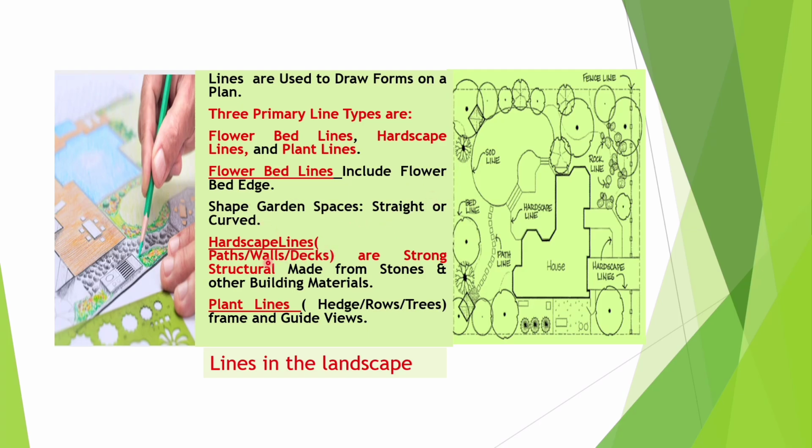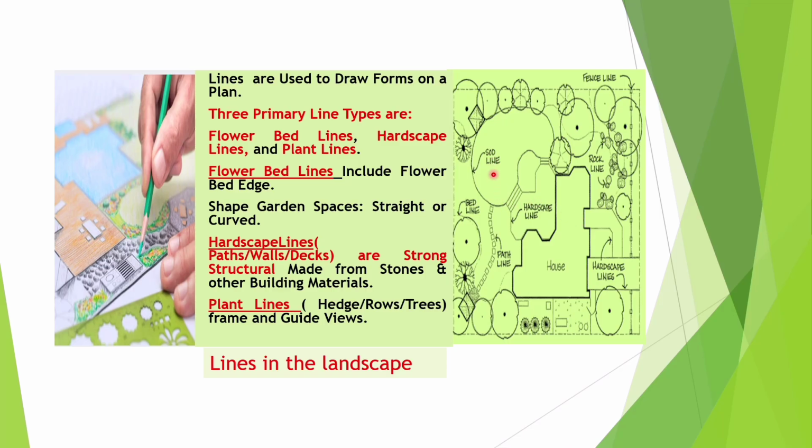Hardscape lines include paths, walls, decks, and are strong structural lines made from stones and other building materials. Plant lines include hedges, rows, and trees that can frame the segments and guide the viewers. If you will see this map, here you will find one line, it is written here as the sword line.